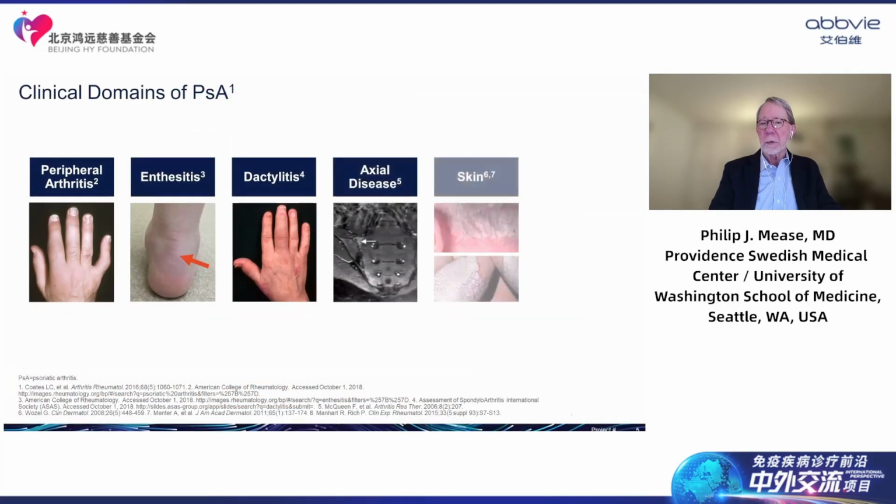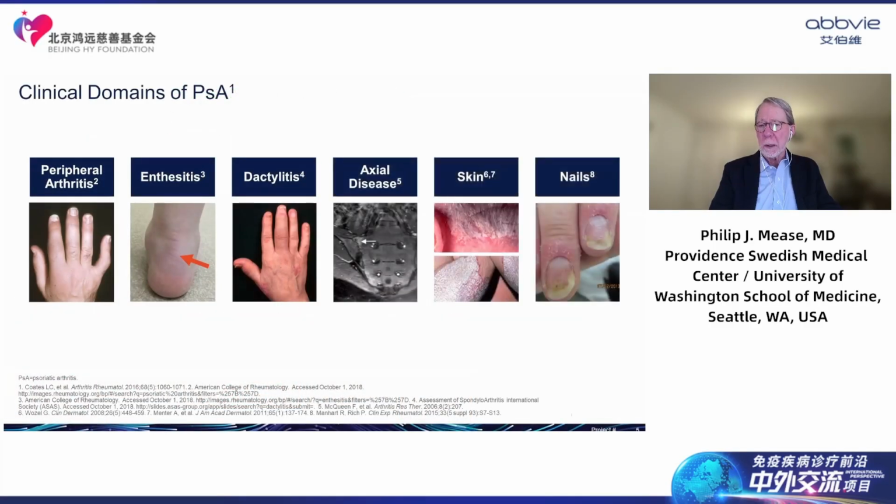These are the various clinical domains that we focus on primarily when we see a patient in the clinic. This well depicts what you well know. The patient may have peripheral arthritis, enthesitis, dactylitis, which is swelling of a whole digit and includes arthritis, enthesitis, and osteitis, spine disease, which may involve the sacroiliac joints and spine, or may just involve the spine. This awful, terrible skin disease that's cosmetically difficult and itchy, and nail disease.